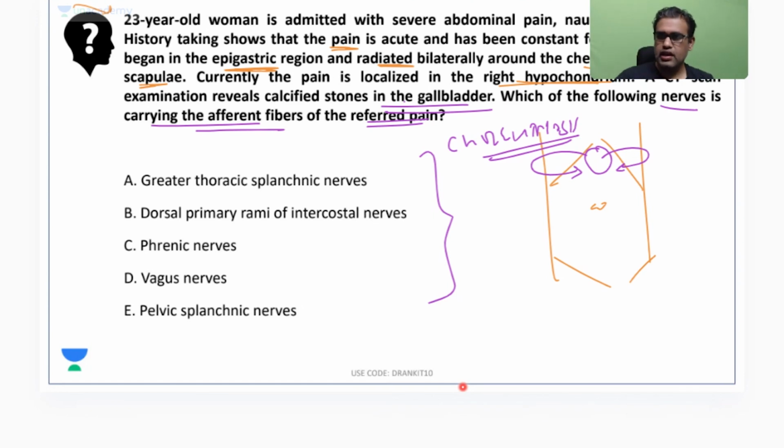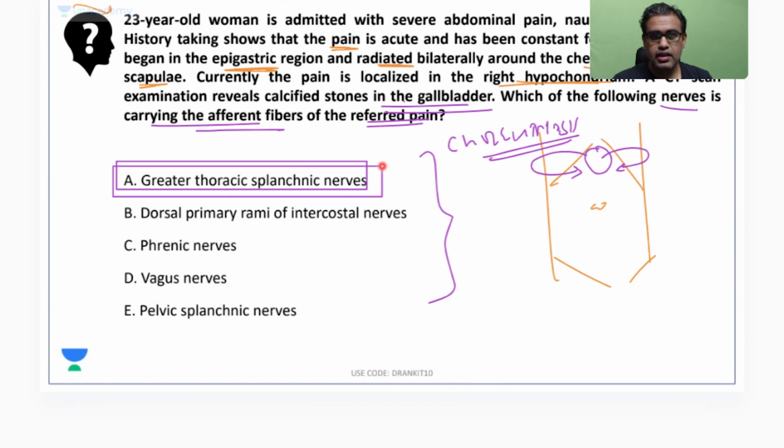Good. 30 and 43% A and C. So majority of you are going with the C, but the answer is what? A. Greater splanchnic nerve, not the phrenic nerve. Let us explain it. Just take one minute over here.